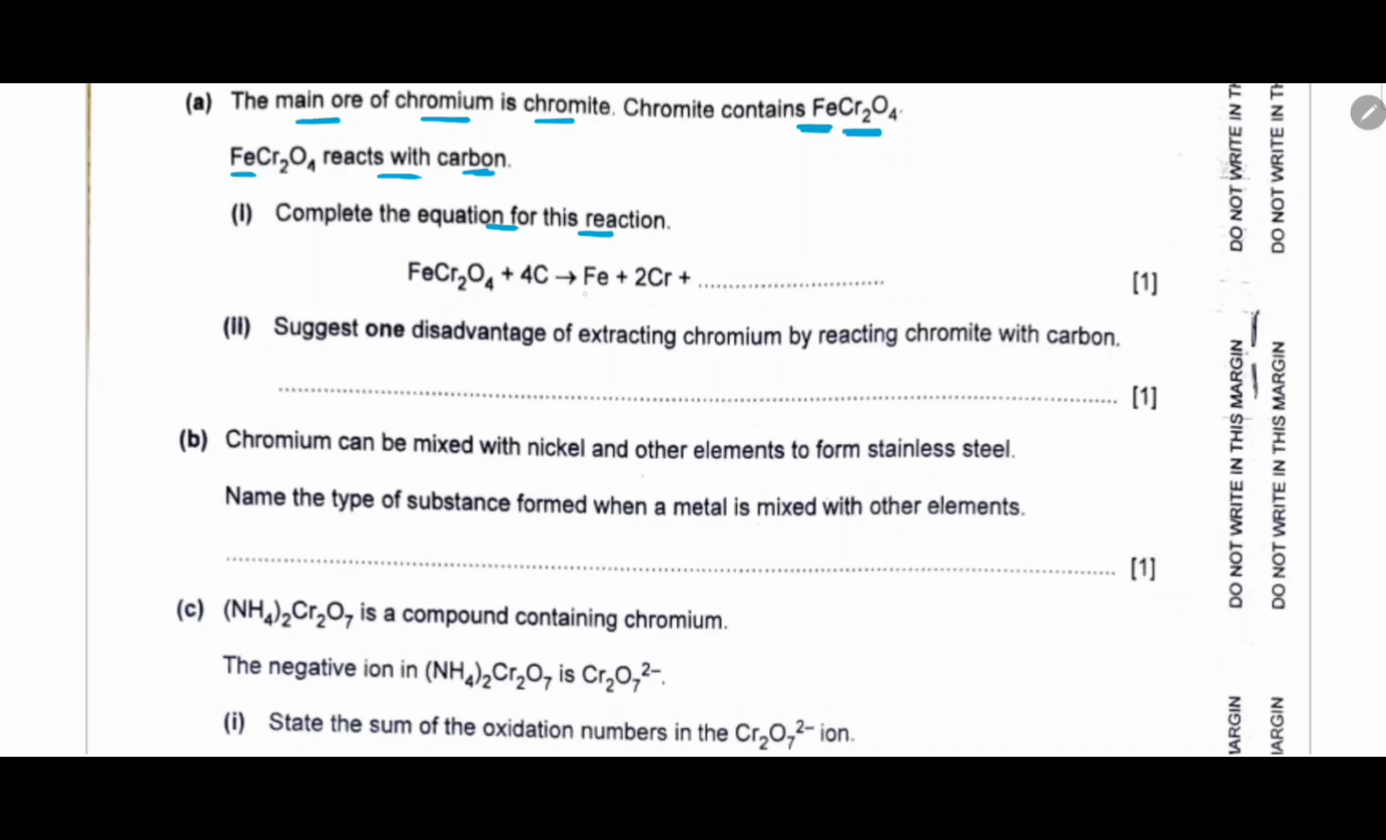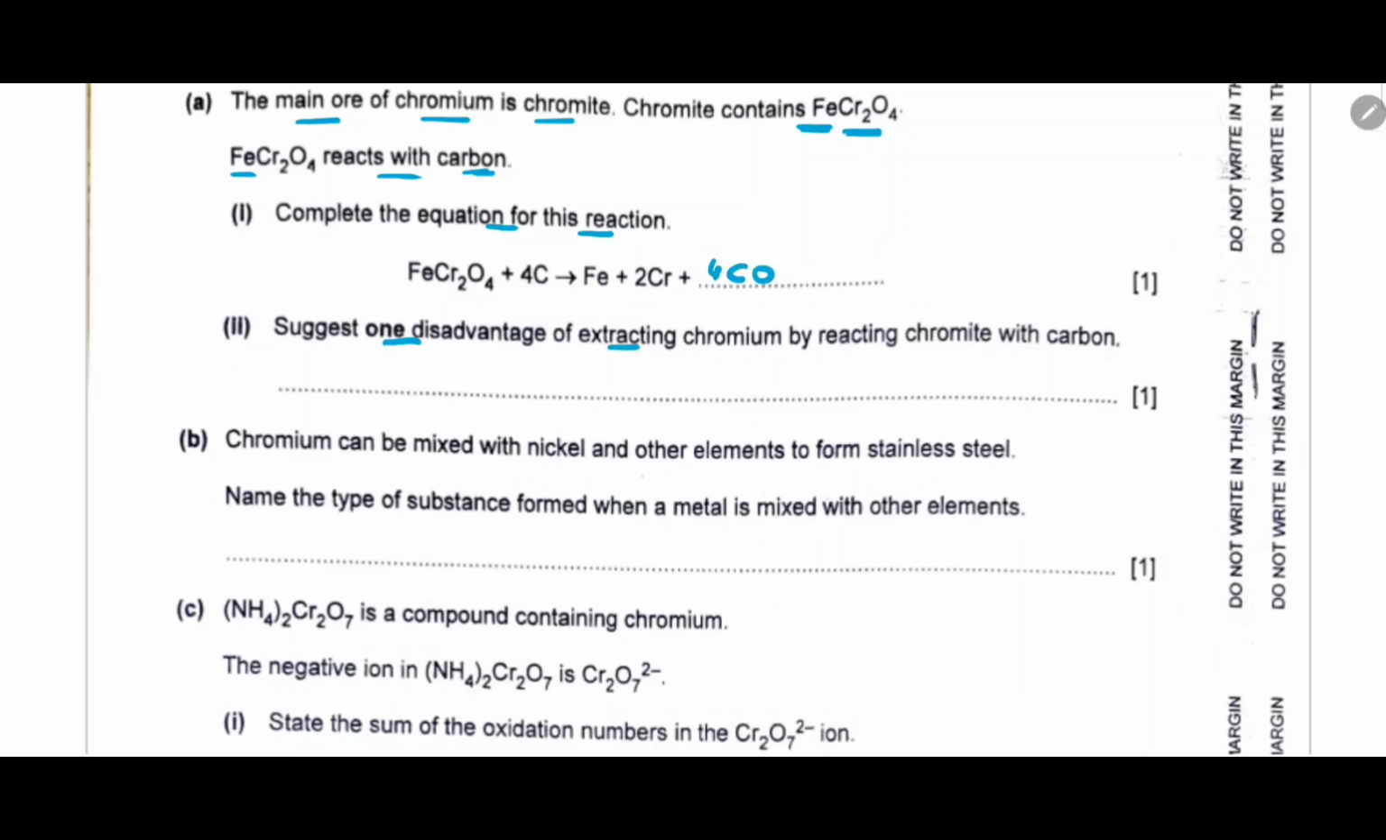FeCr2O4 reacts with 4 moles of carbon, gives you Fe plus 2Cr. Now what is left? I am left with carbon 4 and oxygen how many? 4. It means it will be carbon monoxide. 4 of carbon monoxide will be produced. That should be the first part, or completion of this equation, 4CO.